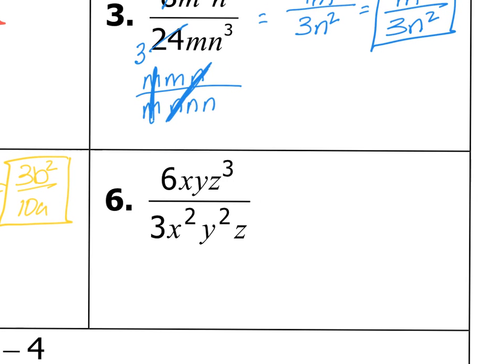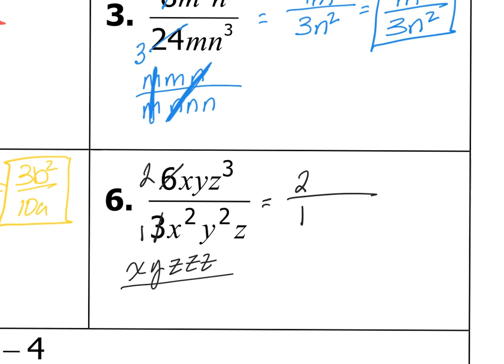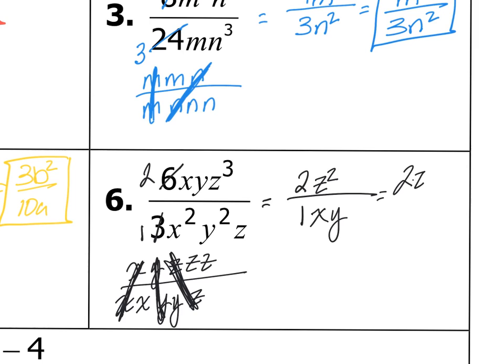So here we go. Next, what goes into 6 and 3? Well, 3 does, obviously. So 3 goes into 3 1 time and into 6 2 times. So that gives me 2 over 1. Okay? And then we've got an X, a Y, and 3 Z's. And then on the bottom, I've got 2 X's, 2 Y's, and 1 Z. So 1 X goes away, 1 Y goes away, and 1 Z goes away. So on top, I've got Z squared, and an X and a Y. So my answer will be 2Z squared over XY.